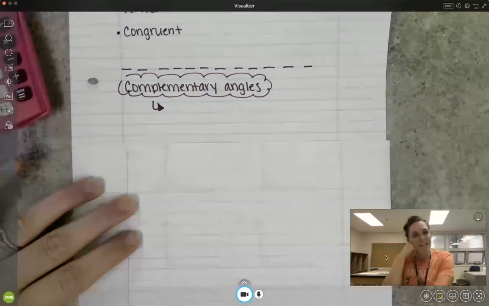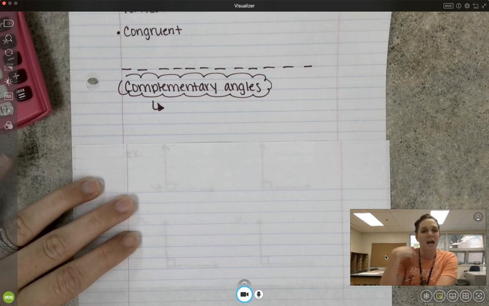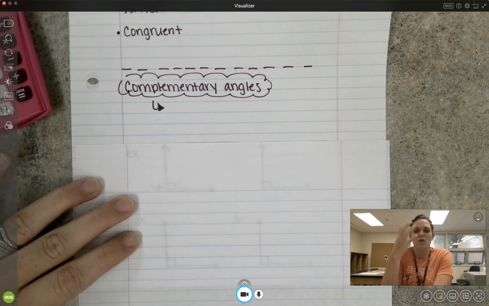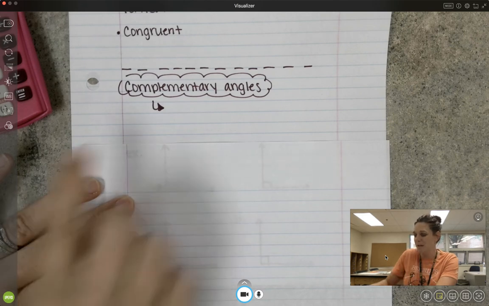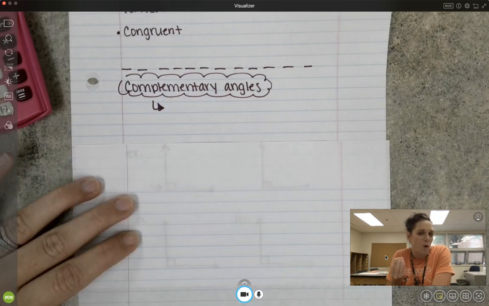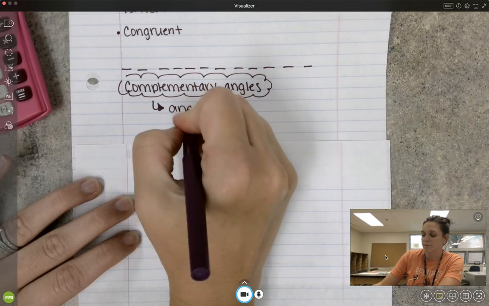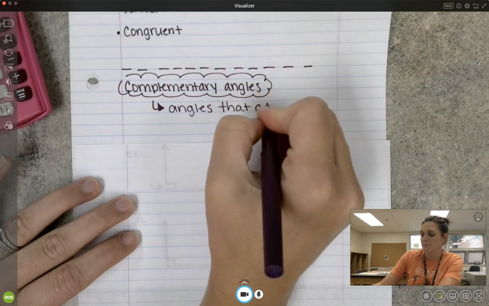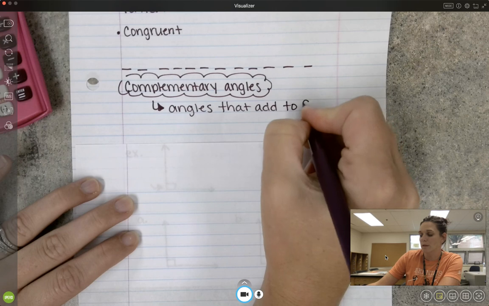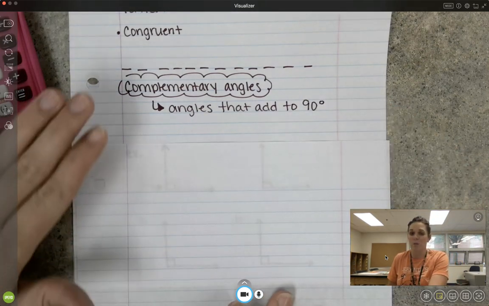Now if I were to give you a compliment, it's a thing between me and you, right? It's just 2 of us. Sometimes there might be 3, but it's that intimate, emotional, real kind of thing that ties to 2. So complementary angles, they're small. They're just little things. A way to remember them: these are angles that add to 90 degrees.